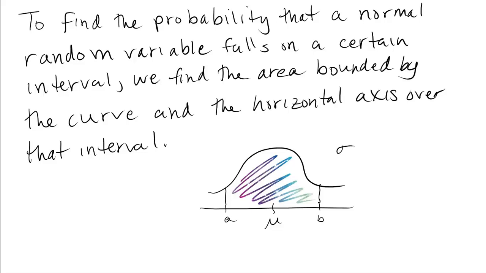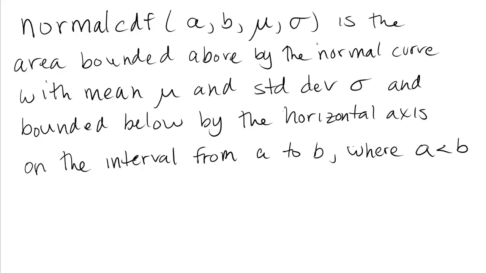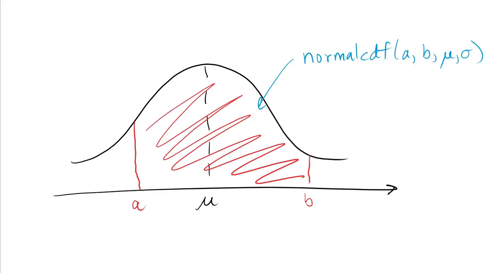A is the smaller bound, B is the upper bound. It's important that you put them in that order. A is less than B. Lower bound first, upper bound second. Let me show you another picture that's a little bigger here. So if I want to find the area between two bounds A and B in a normal distribution with mean mu and a known standard deviation sigma, I do normalcdf of A, B, mu, sigma. Lower bound, upper bound, mean, standard deviation.